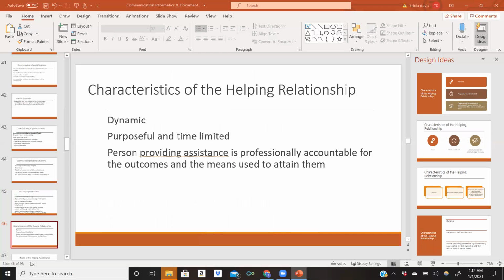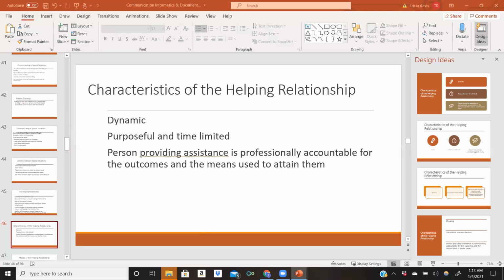Characteristics of a helping relationship. It is considered dynamic. Both the person providing the assistance and the person being helped are active participants to the extent that each one can be. It's purposeful and it's time limited. There are specific goals that are intended to be met within a certain period. And so we say time is limited.